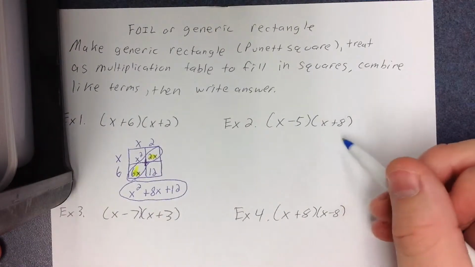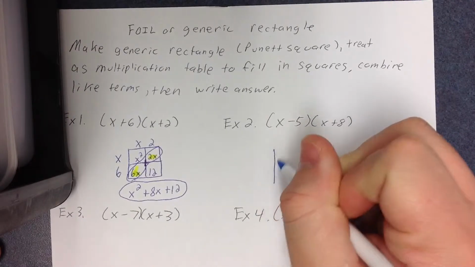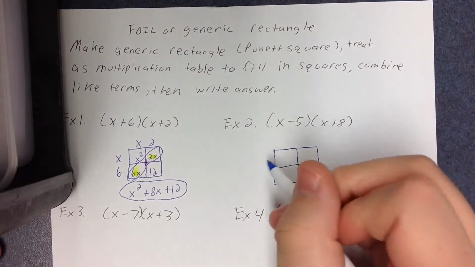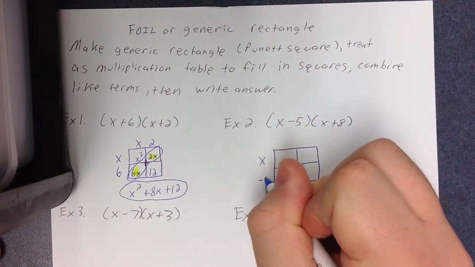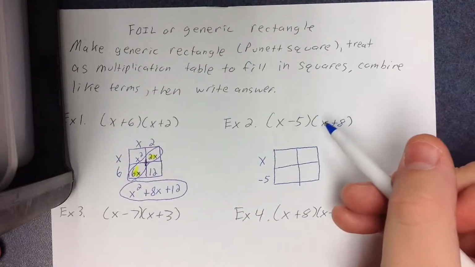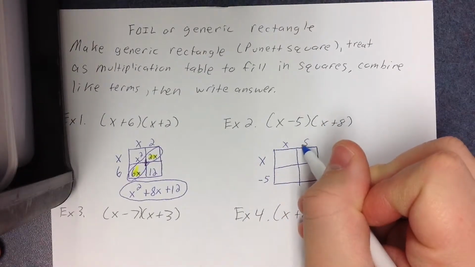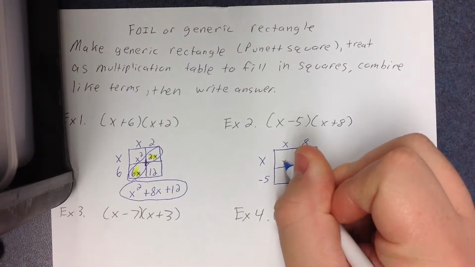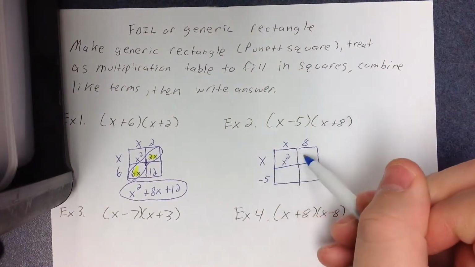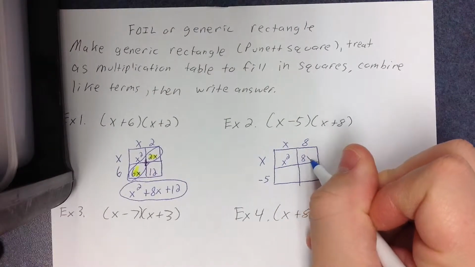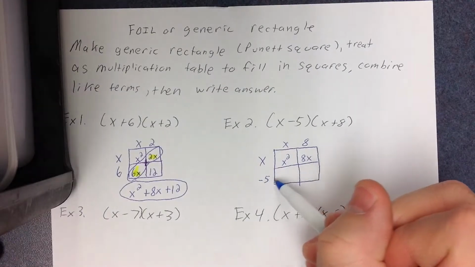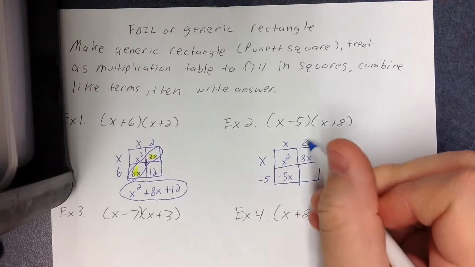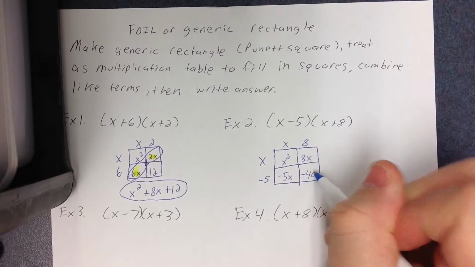Example 2, x minus 5 times x plus 8. So again, I've got x, and since it's a minus 5, I put a negative 5 there. Then on top, x and positive 8. So again, x times x is x squared. x times 8 is 8x. Negative 5 times x is negative 5x. Negative 5 times 8 is negative 40.